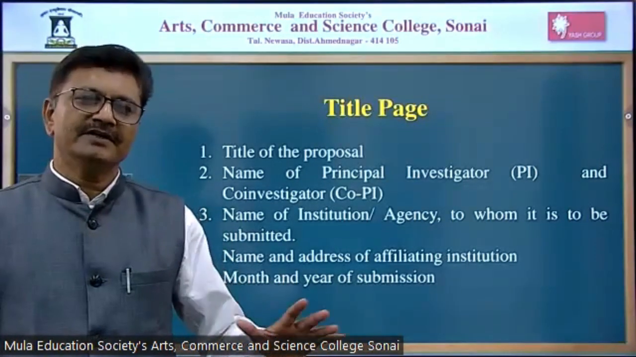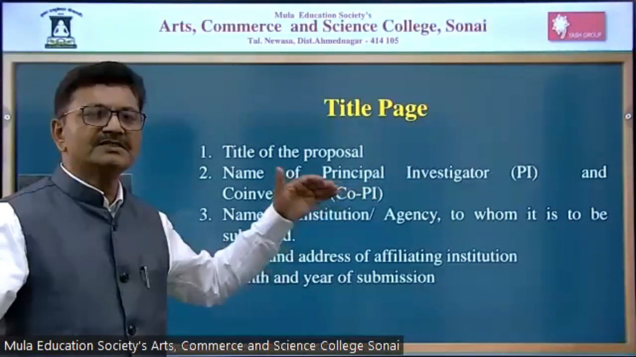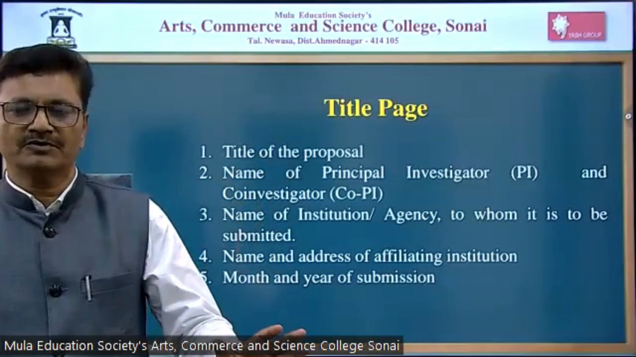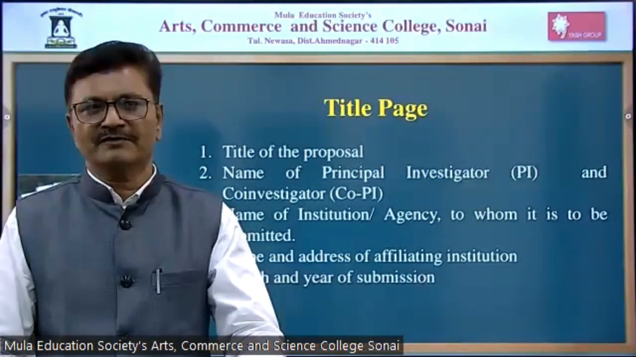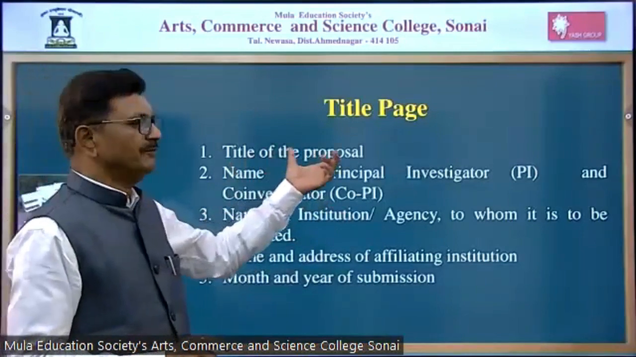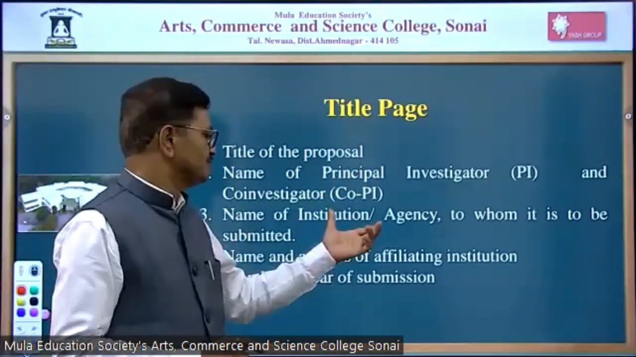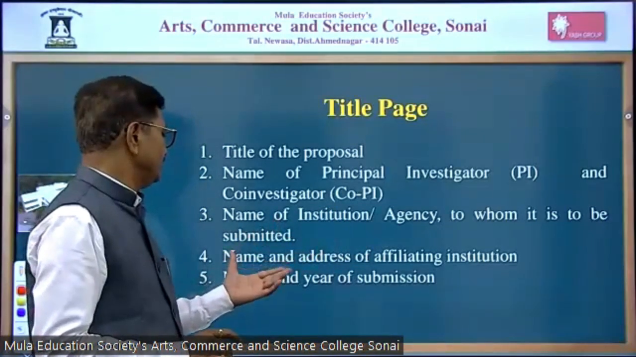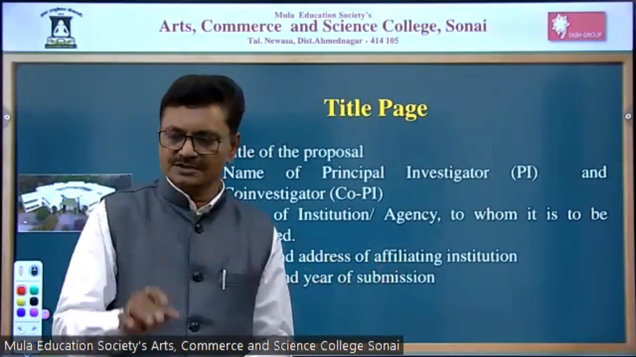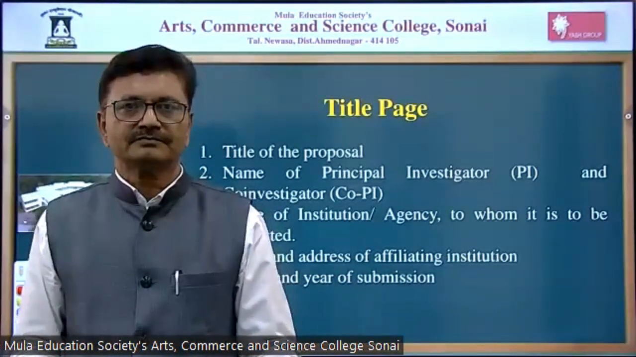I have not given here exactly what the title page should be and how it looks, so we'll see it later, when we are discussing how to write the final proposal for financial assistance. The title of the proposal should give a brief title of the proposal, then the name of the principal investigator, the name of the institution to whom you have to submit it, the name and address of the affiliating institution, and the month and year of submission. So this is the title page.